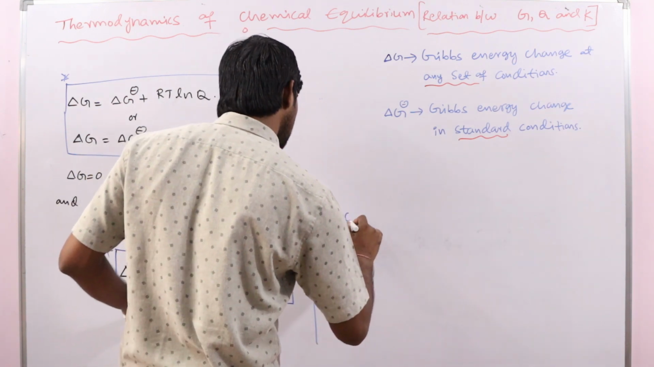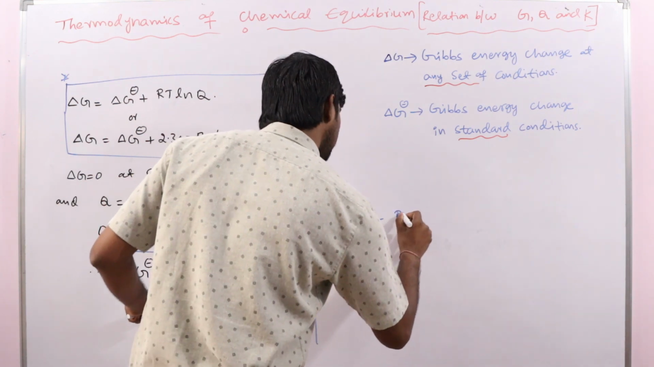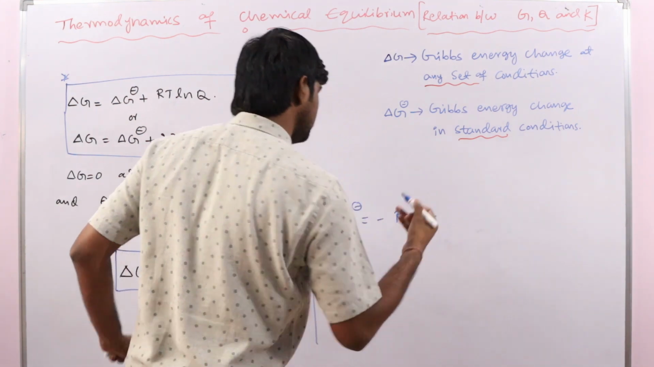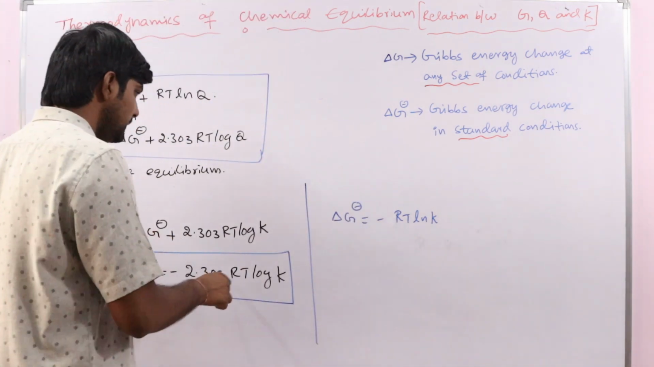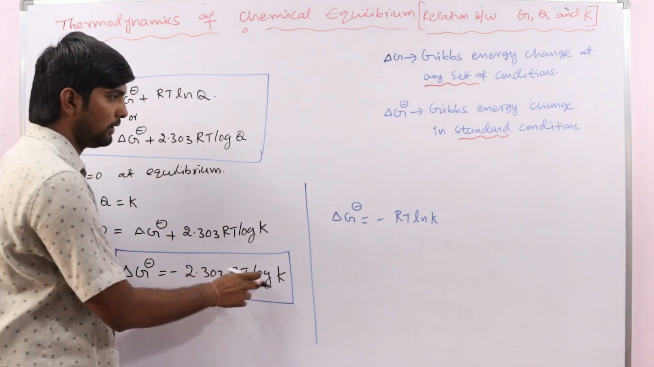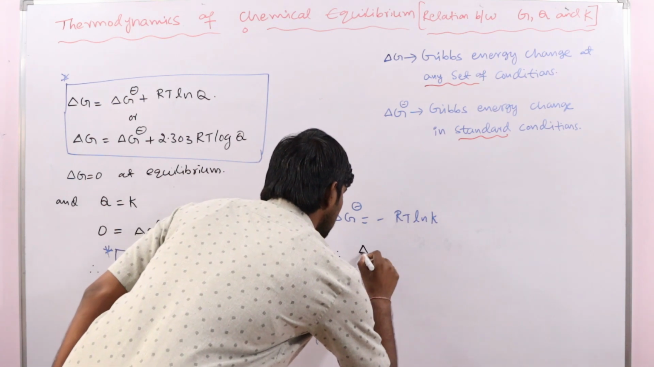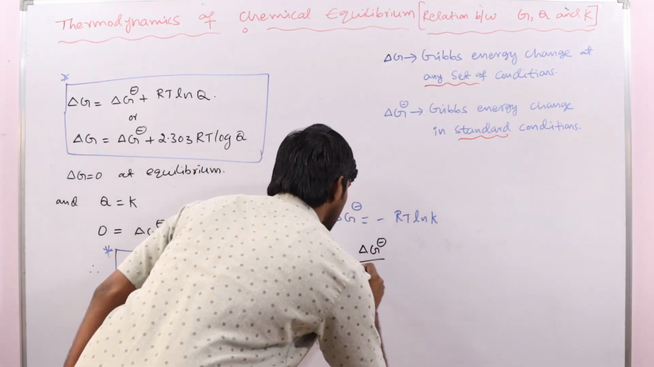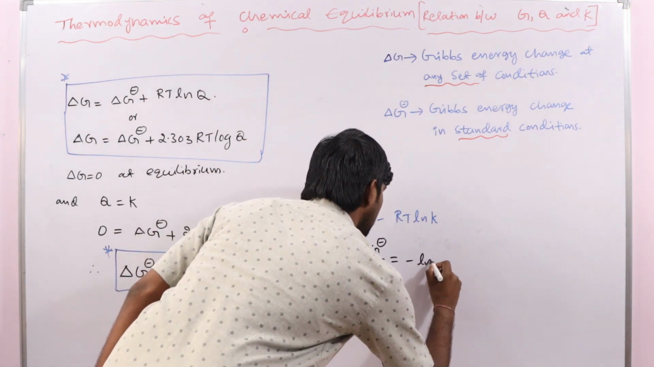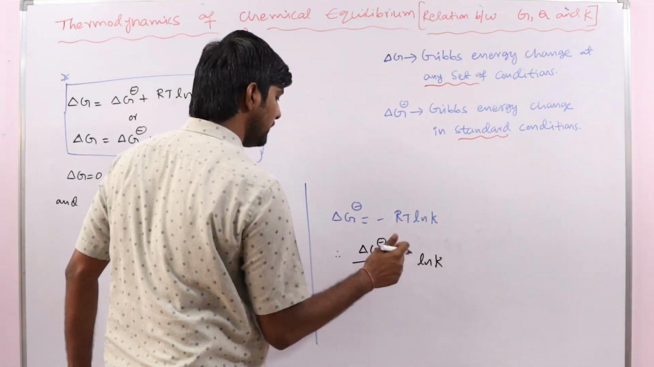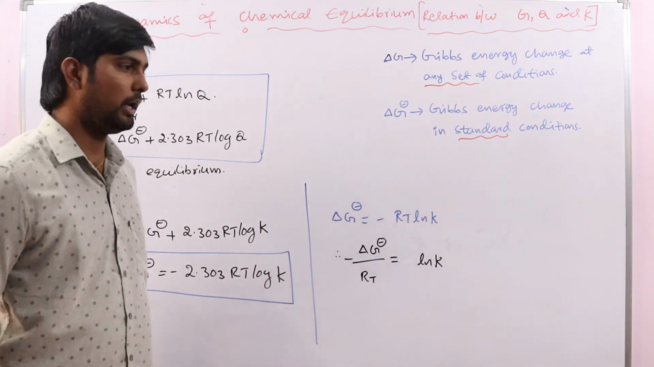Delta G naught is equal to minus RT ln K. We can write this relation in this way also, right? In the place of log we are writing ln. So therefore delta G naught by RT is equal to minus ln K. If you take this minus to the other side, we get minus delta G naught by RT is equal to ln K.